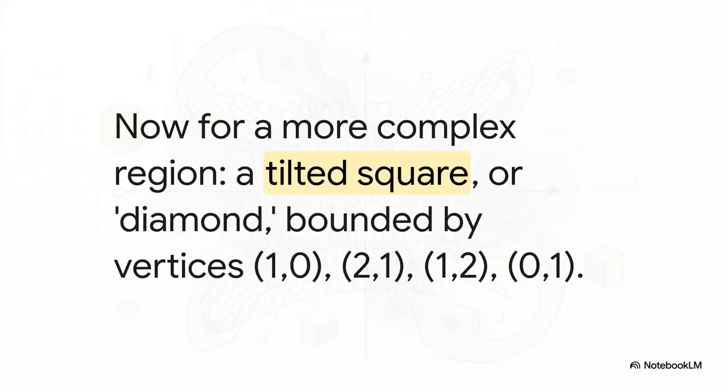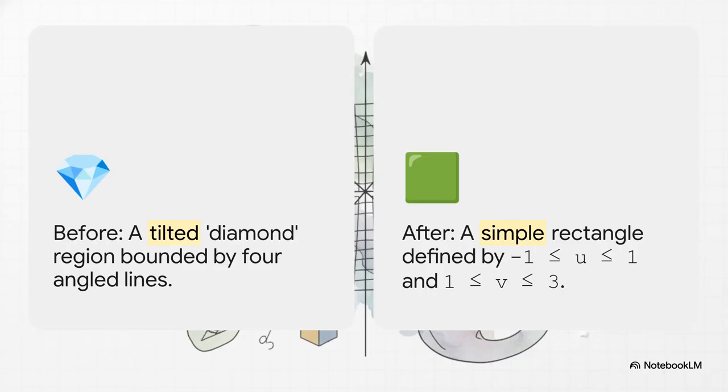All right, let's kick it up a notch. Imagine trying to set up an integral over this region. It's this tilted diamond thing. To do it the old way, you'd have to split the integral into at least 2 different pieces, and the bounds of integration would be these messy linear equations. It's doable, but there has to be a better way. And of course, there is. A smart transformation is the better way.